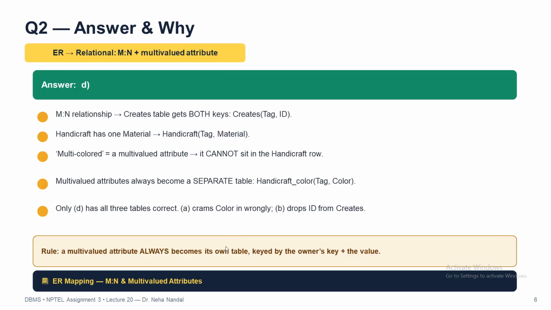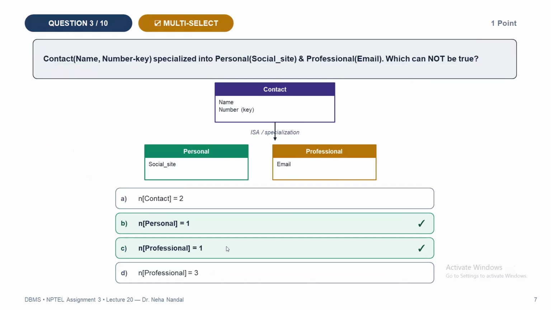This you have to remember. Okay, let's go to question number 3. Here, contact is specialized into personal and professional. So contact is a personal or professional contact. In these two categories, a specialization is being added. Now, which cannot be true out of them? That we have to check. Personal has a social site and professional has email as their own attribute.